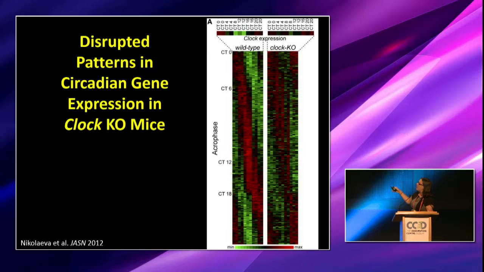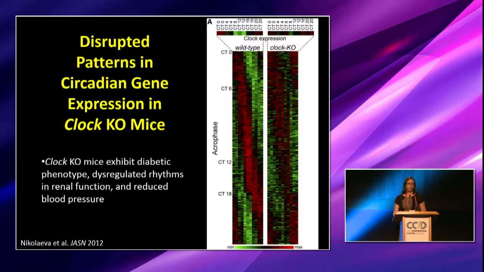So in the wild-type animals on the left-hand side, you can see this nice wave pattern of gene expression, very orderly compared to the clock knockout on the right-hand side, which is very clearly disrupted relative to the wild-type animals. And it's interesting to note that at the global organism phenotype level, these animals have a diabetic phenotype, they show dysregulated rhythms in renal function, and they also have reduced blood pressure. So again, this link between disordered gene regulation and pathophysiology.